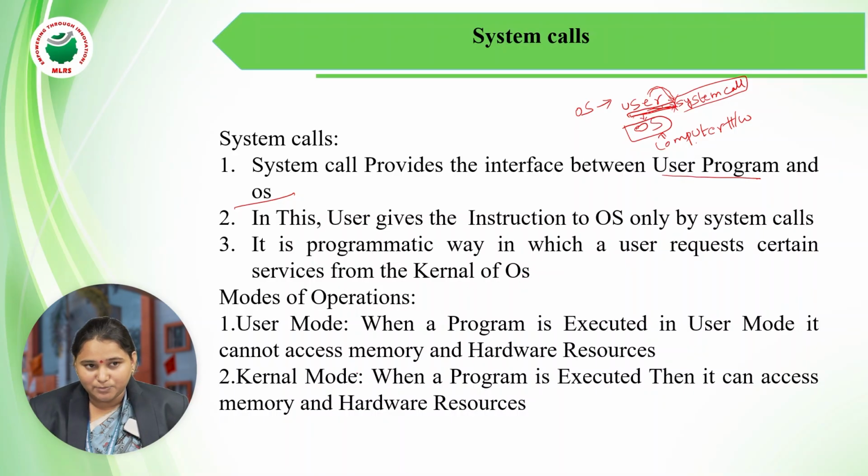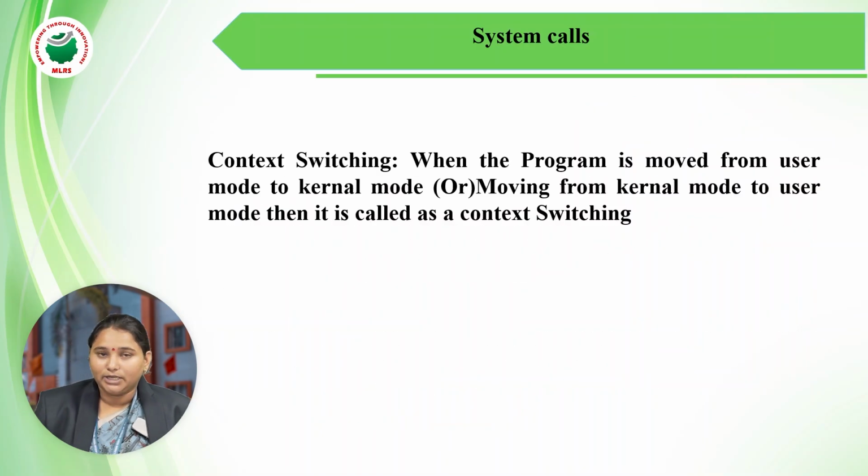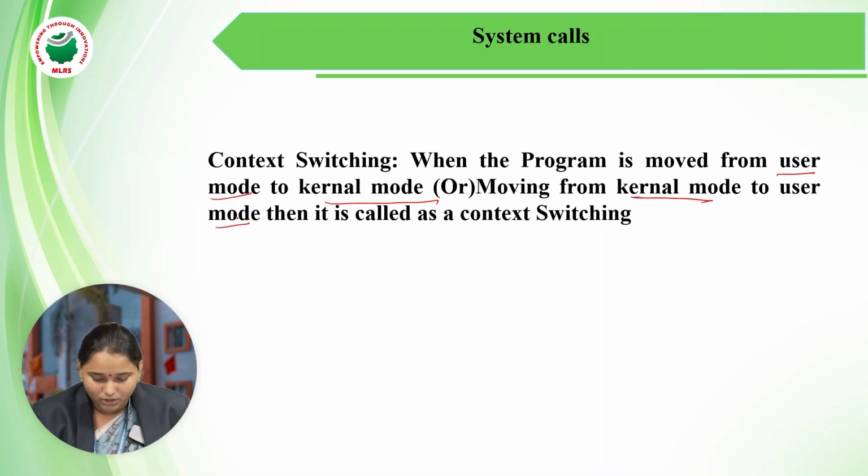Next, here two types of modes are there, user mode and kernel mode. Here, when a program is executed in user mode, it cannot access the memory and hardware resources. In kernel mode, it can access the memory and hardware device resources. Next, context switching is nothing but the shifting of the program from user mode to kernel mode or kernel mode to user mode. This is nothing but context switching.